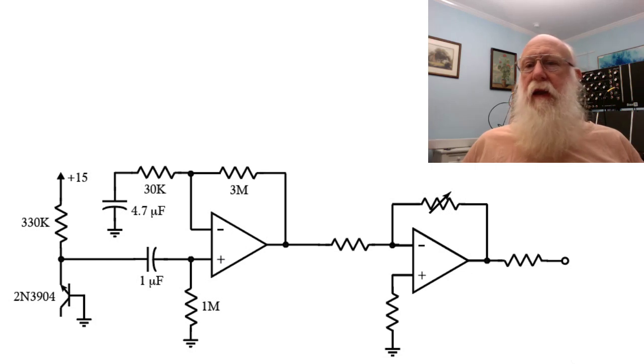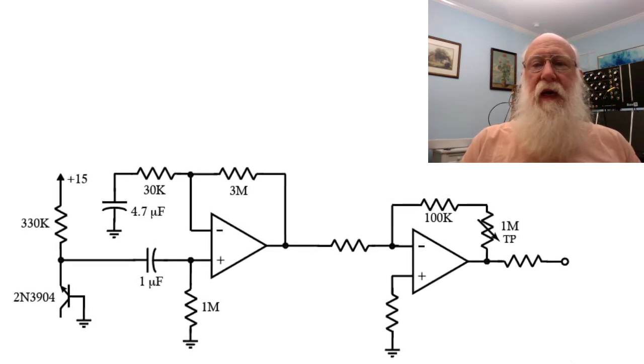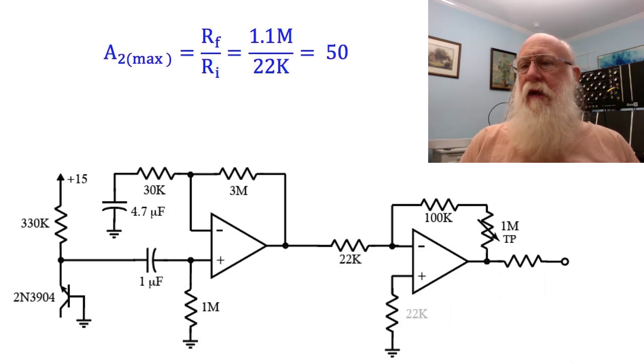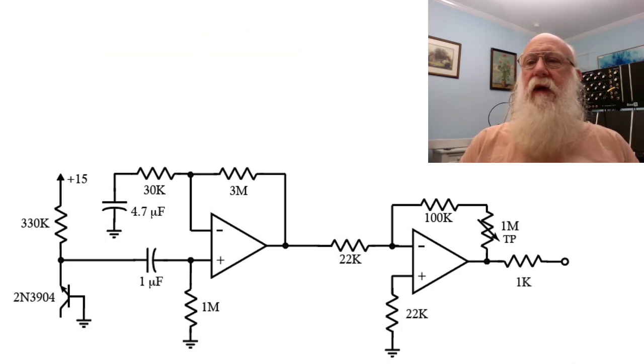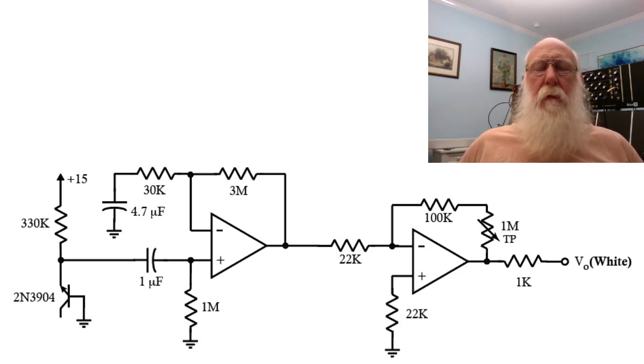The second stage, as I said, we want a variable gain between 5 and 50. So I have chosen as the feedback resistor to have a 100K in series with a 1 meg trimmer in order to adjust that gain. That's a total of 1.1 meg, and so to give us a maximum gain of 50, that means the input resistor should be 22K. And then, of course, we have our standard 1K output impedance, so we hang a 1K resistor on it, and there's our white noise.